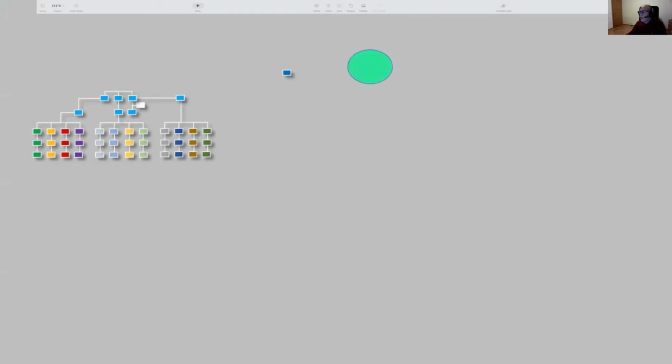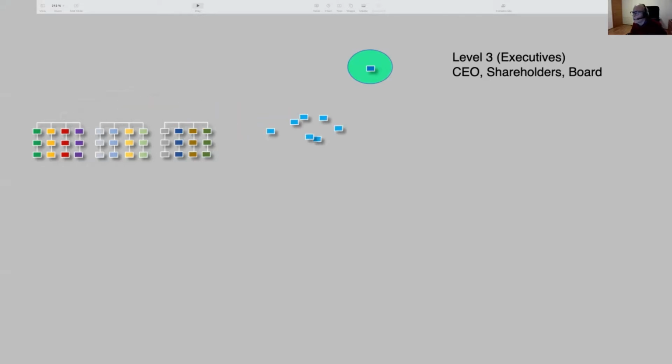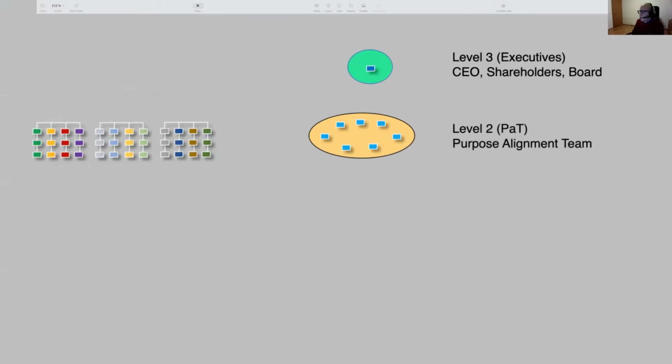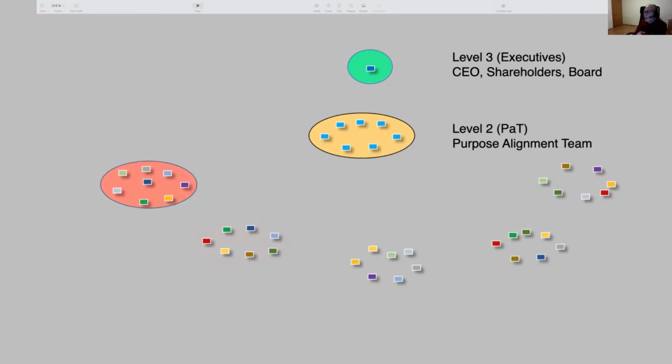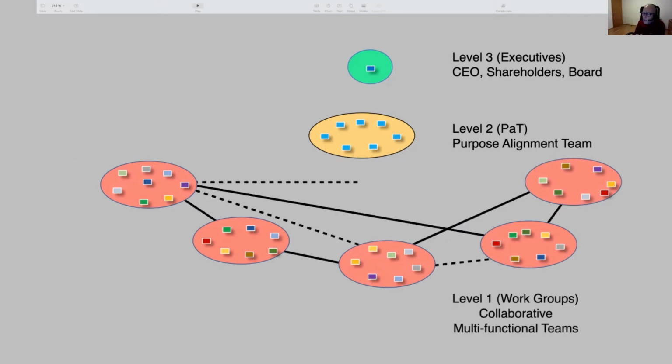The CEO moves to level 3. This is the level for executives such as the CEO, shareholders, members of the board, and so forth. The management level in blue moves across to level 2, which is the purpose alignment team. As you will see later, this is not necessarily the same people and the same skills that move across. The remainder of the organization moves across into levels of work groups, of multifunctional teams, and is a collaborative network approach.